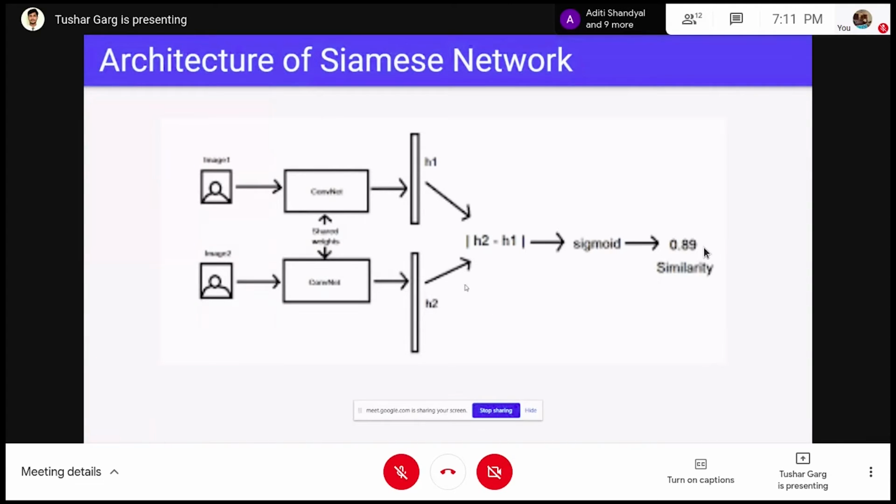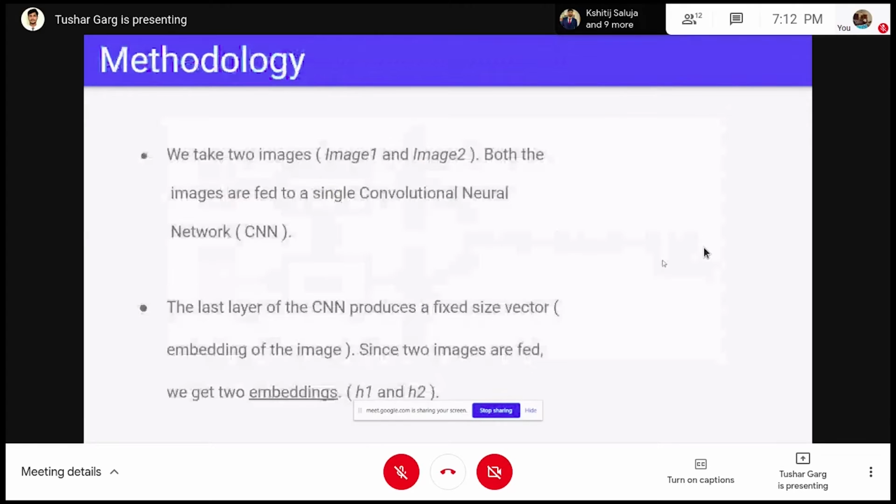Then we take the absolute difference of h1 and h2 and pass it through the sigmoid function. The sigmoid function will tell us the probability of whether the given two images are similar or not, giving a number ranging from 0 to 1. The similarity score tells us the similarity between the two images.